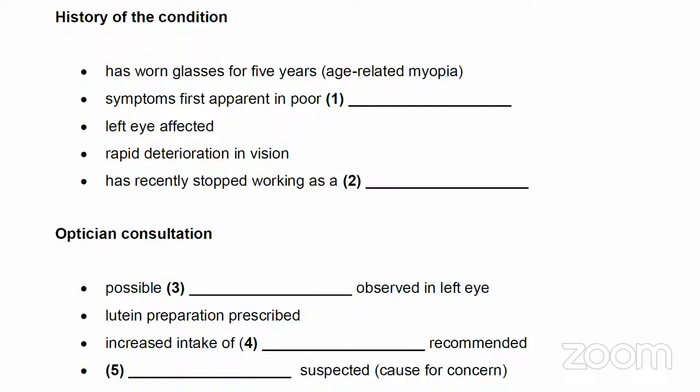Yes, I didn't know what else to do. He did some tests and then said he thought he could see what he called drusen at the back of my left eye. Right. So he referred me here for further investigation. But he did suggest in the meantime that I should take a preparation that's high in lutein. He also said I should up my levels of green vegetables. Well, that's sensible anyway, so I've done that.